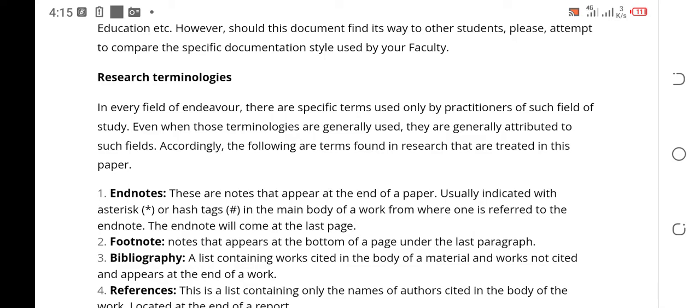Now, in any field, there are specific terms used only by practitioners of such field. Even when those terminologies are generally used elsewhere, they are always attributed to such fields. Therefore, the following terms are found in research that are treated in this paper. The first term we are going to talk about is endnote.